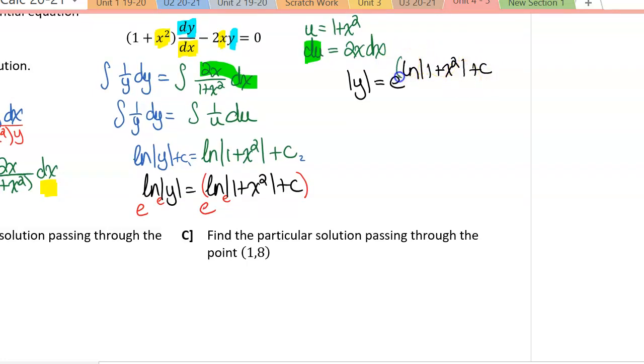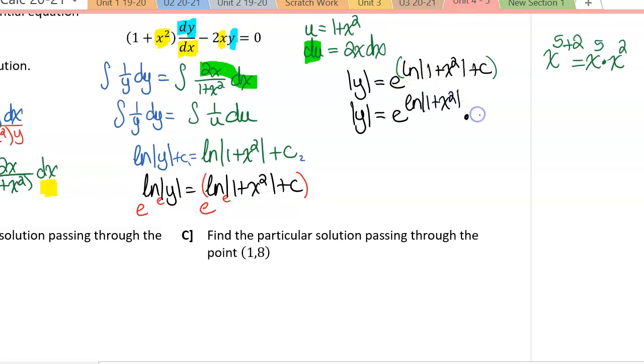So in order to think about what's going on up here, just think really quickly about if we had x to the power of 5 plus 2, let's say. We know that's x to the 5th times x to the 2nd. There's a multiplication going on there. So in order for us to break this up, I've got the absolute value of y equals e to the natural log of 1 plus x squared times e to the power of c. So I just broke this up with the same bases.